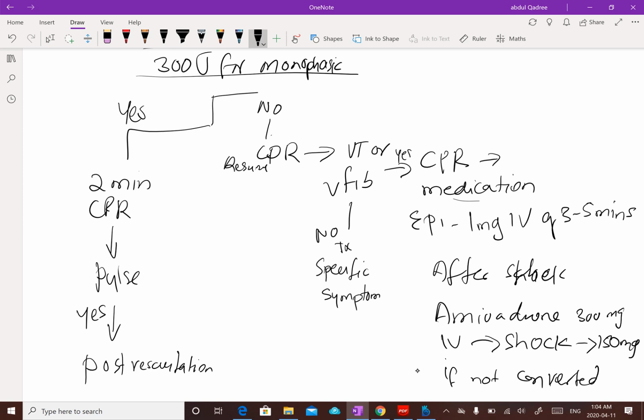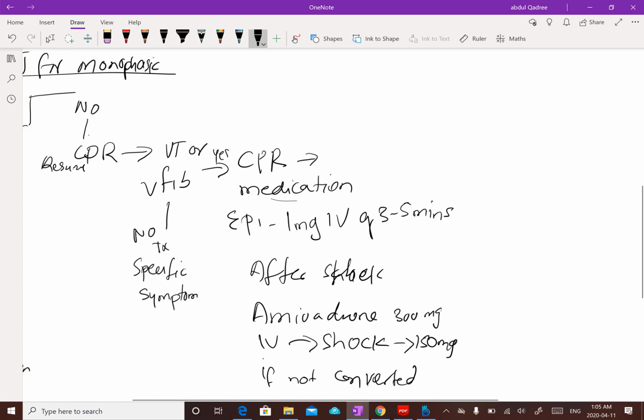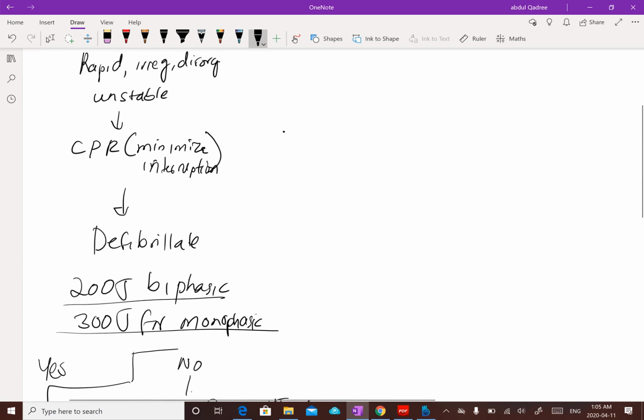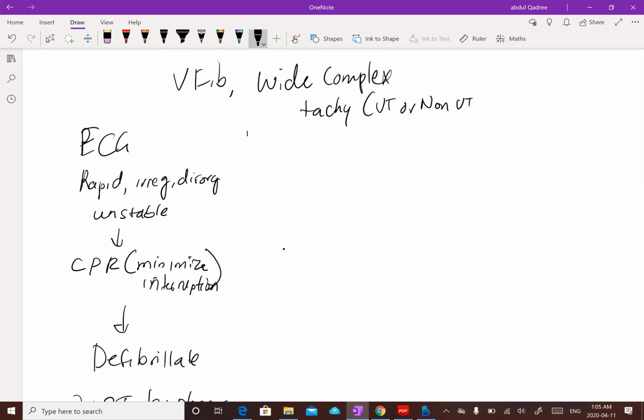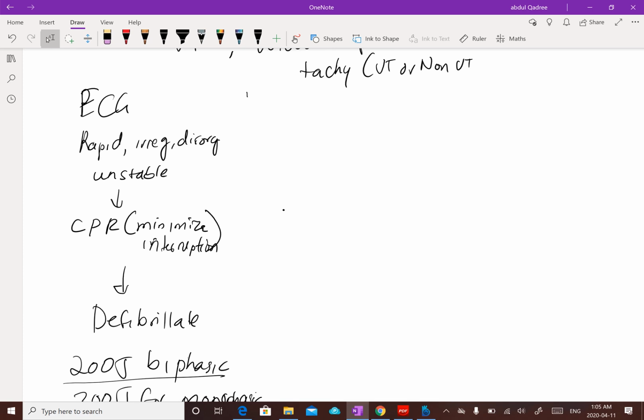So the same pattern: you continue the CPR, drug, shock sequence until you return to a perfusing rhythm, or until the decision to stop the ventricular fibrillation or ventricular tachycardia treatment. Again, let's go back up because we went a little too fast. You take an ECG; if you have a rapid, irregular, unstable patient, you have to start CPR.